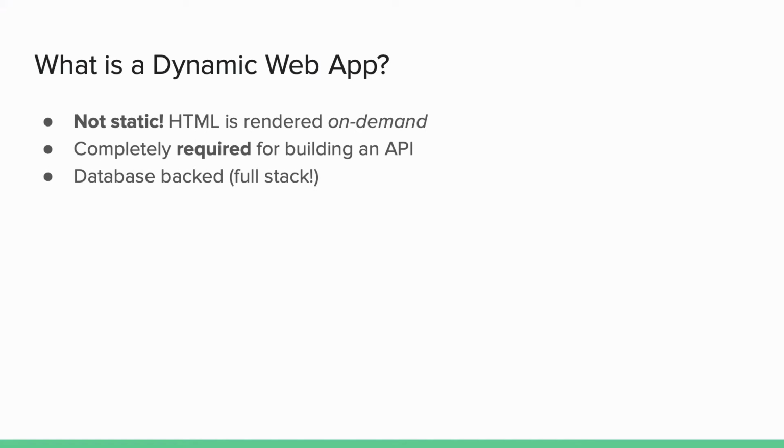So before we get into what a functional web app is, let's talk about what a dynamic web app is. The first consideration is a dynamic web app is not static. It's rendered on demand. And it's not just HTML that gets rendered on demand, it's also JSON. And we do this all the time. Every API that gets built out there is probably a dynamic app.